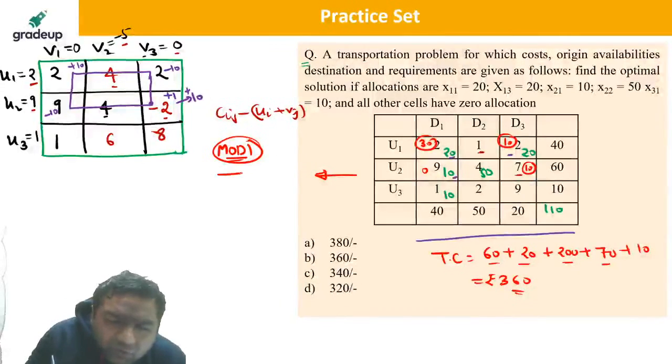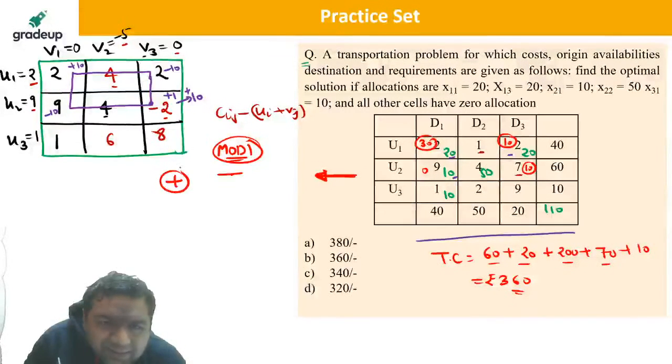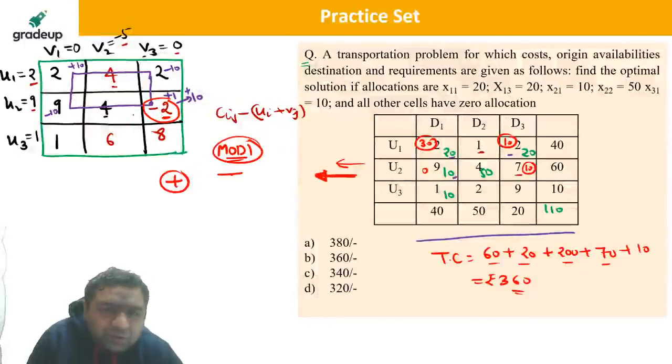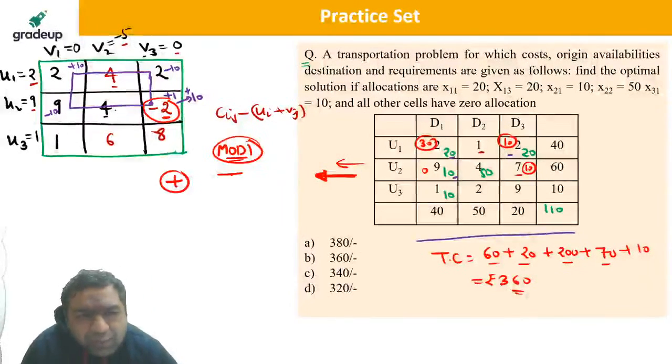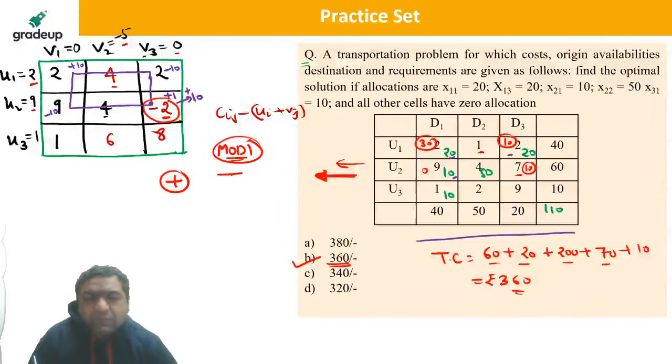Now guys, 360 you are getting. Now you will be going for this method again. And now when you go for this method again, you will be getting positive in all the cells. Like here we got negative, that's why optimality has not been reached. But when you do the same thing with this matrix, you will be getting positive everywhere. So once you get positive everywhere, it simply means that it is already the optimal solution. So answer will be B, 360. This is the answer.